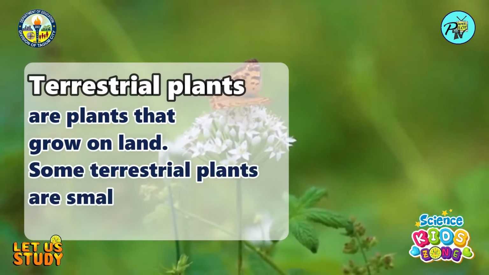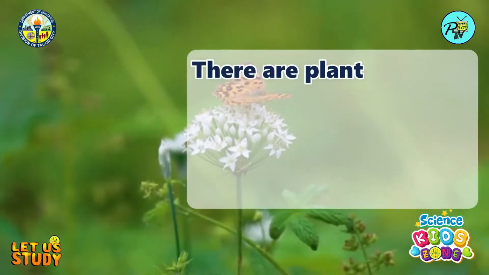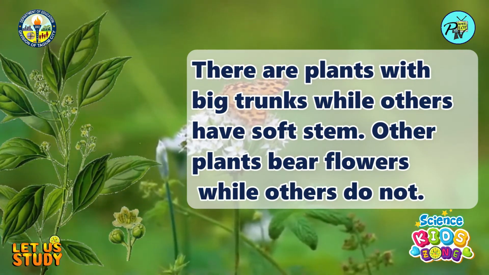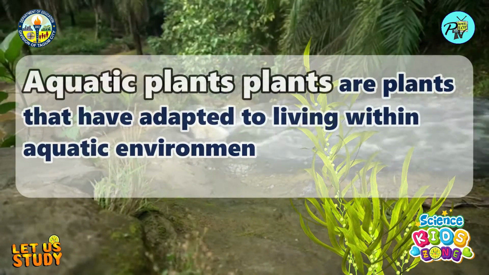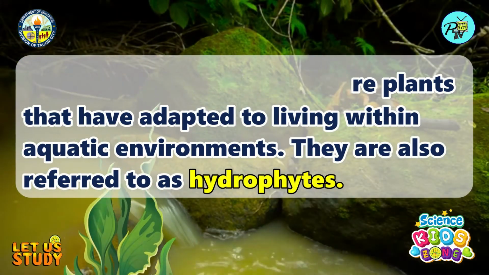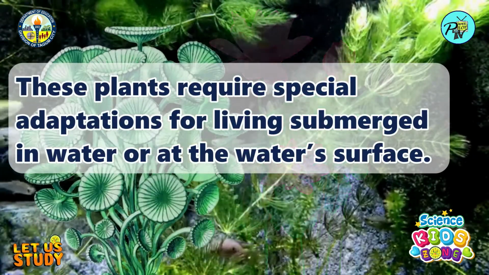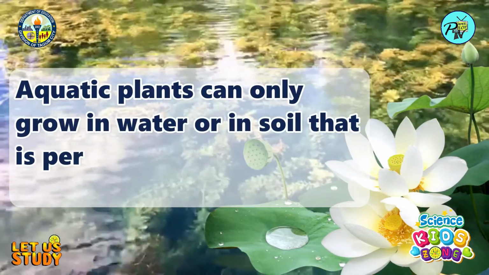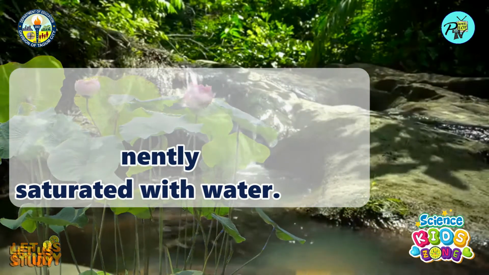Terrestrial plants are plants that grow on land. Some terrestrial plants are small, while others are big. There are plants with big trunks, while others have soft stem. Other plants bear flowers, while others do not. Aquatic plants are plants that have adapted to living within aquatic environments. They are also referred to as hydrophytes. These plants require special adaptations for living submerged in water or at the water's surface. Aquatic plants can only grow in water or in soil that is permanently saturated with water.